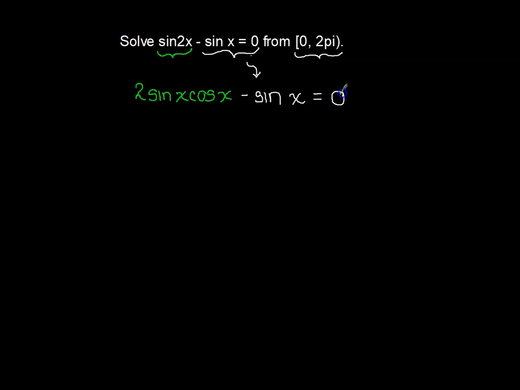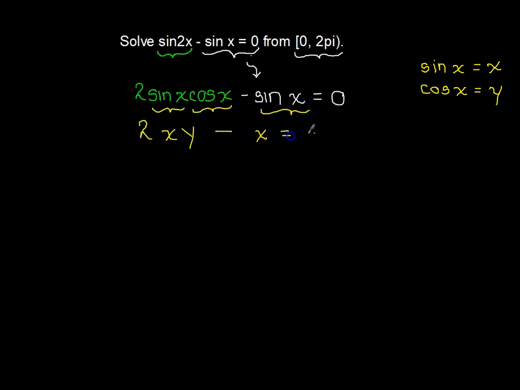And just like we did in section 502, if you want to take this from an algebra perspective when solving a trig equation, you can just change the trig function to variables. So for instance, I'm going to take a sidebar here. I could change sine of x into just x and cosine of x into just y. So I can rewrite this as 2xy minus x.